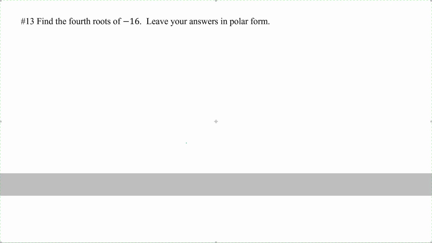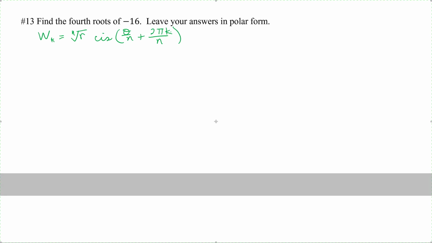We're going to find the fourth roots of negative 16, and we want here to leave our answers in polar form. So to find the fourth roots of negative 16, the first thing I'm going to do is write my formula. w sub k equals the nth root of r cis theta over n plus 2 pi k over n. Okay, so once we get this formula, we can go to town, but we need to get this first.